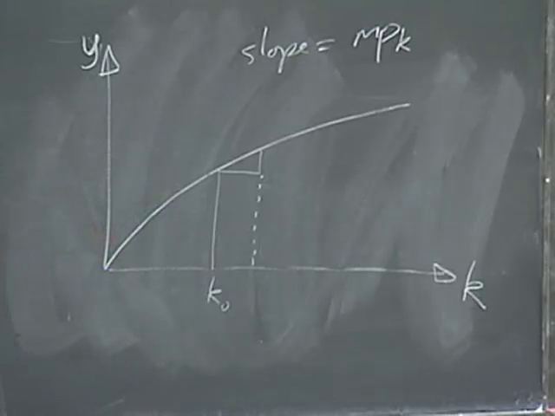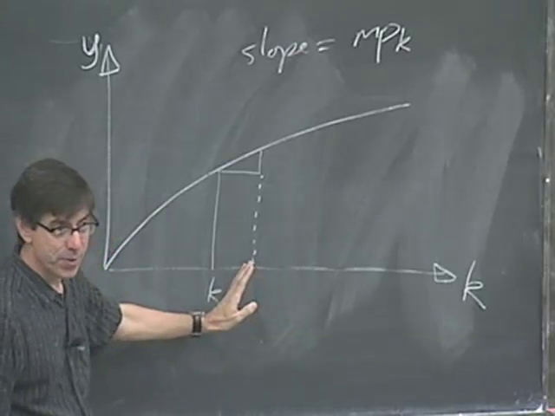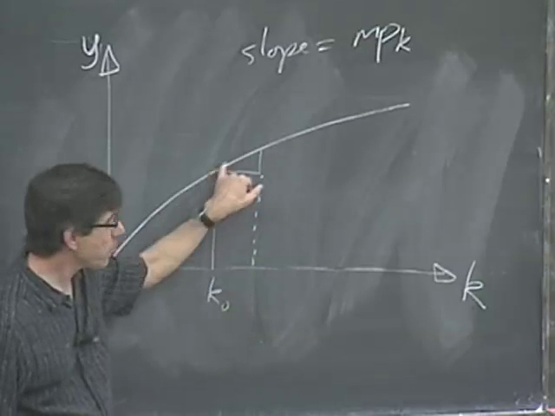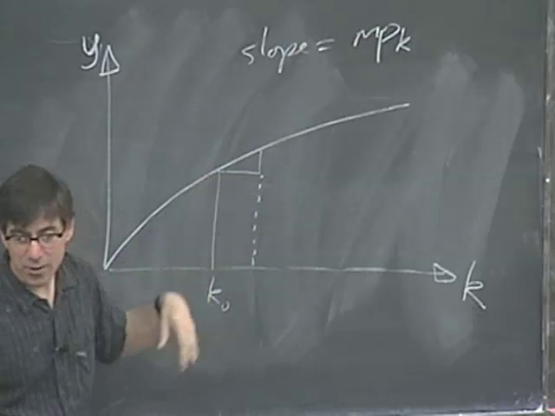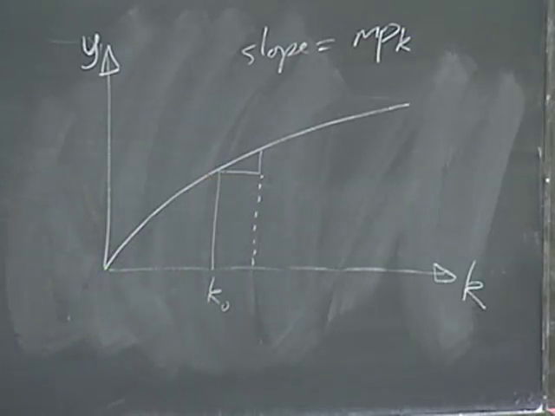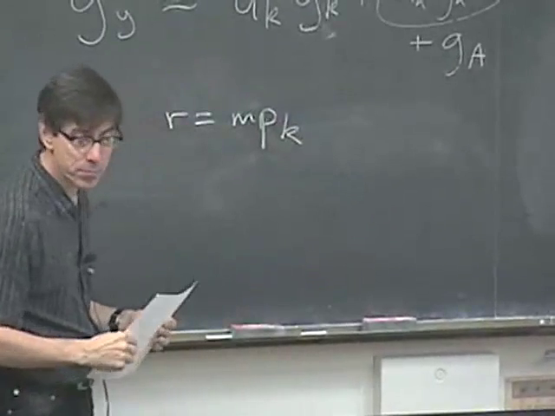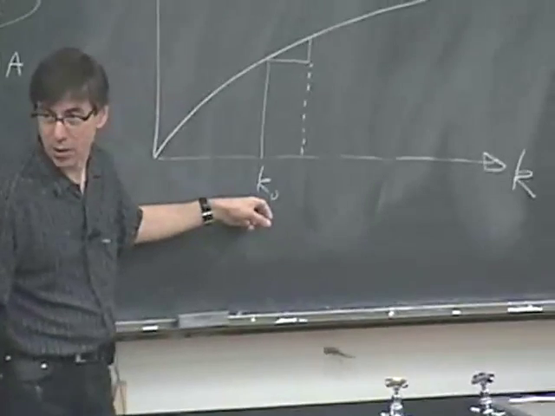Okay? And so what will happen in an economy is that how much capital do we want to invest? Well, people will keep investing up until the point when the slope of that curve equals the interest rate. And so investment will occur until the real return on capital equals the marginal product of capital. And that's what's going to determine the initial capital stock in this economy.